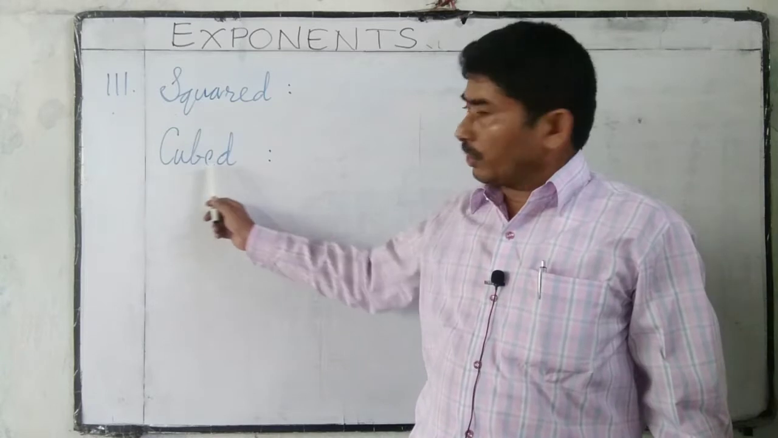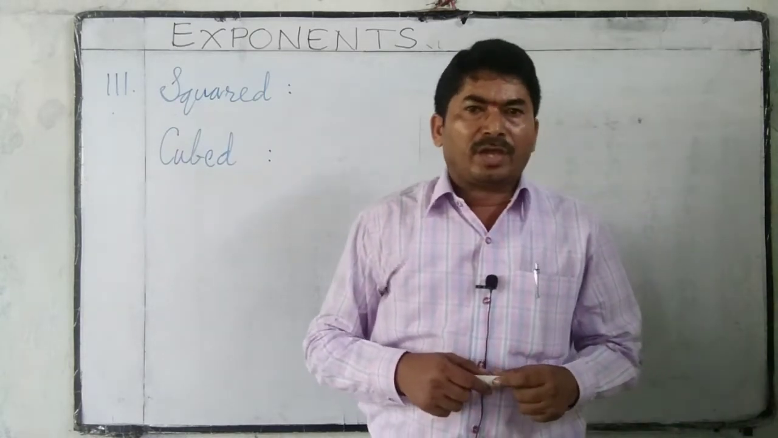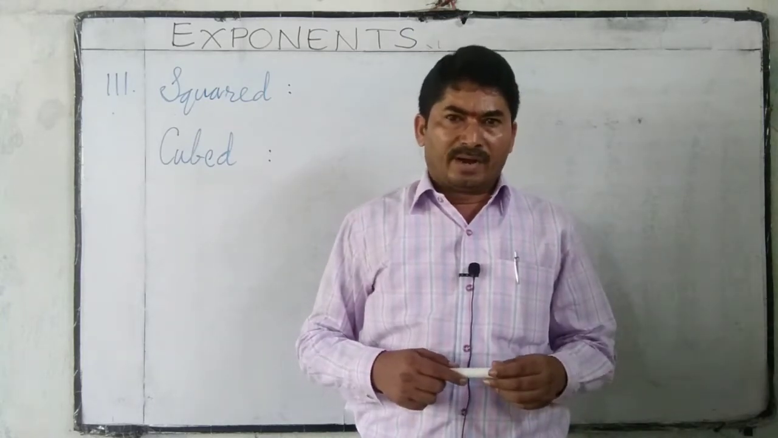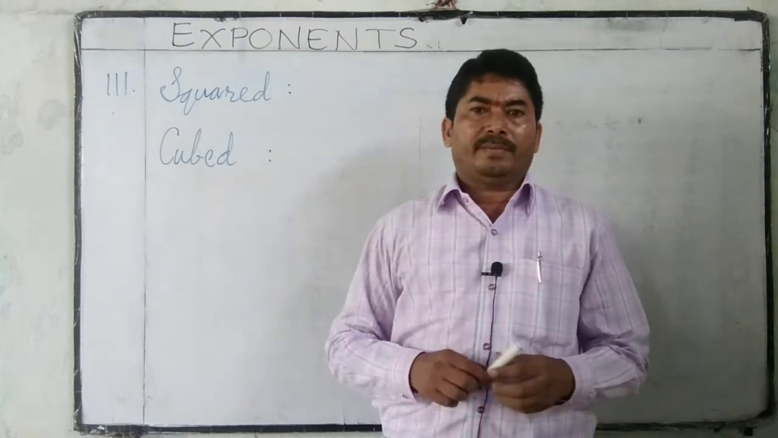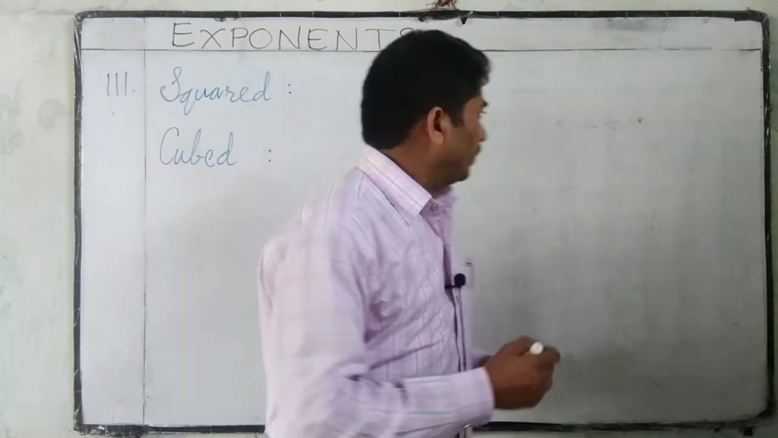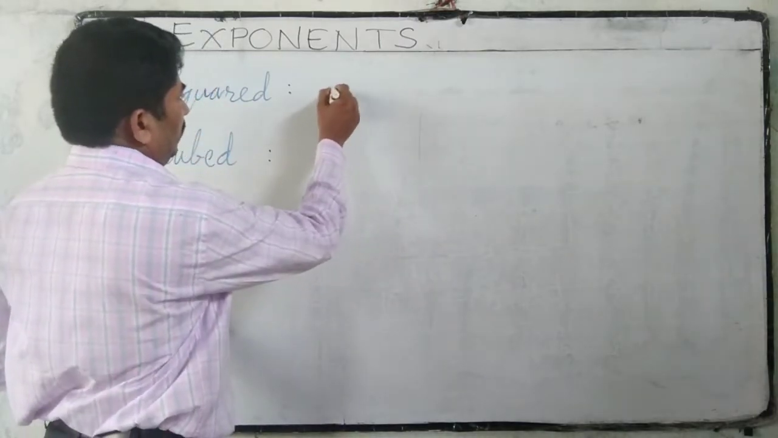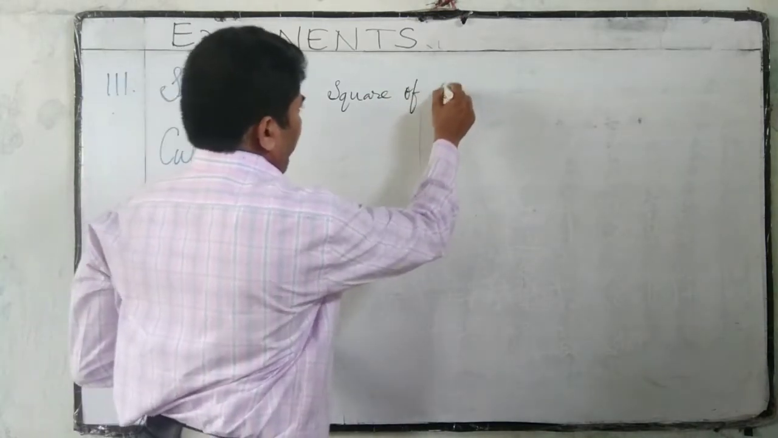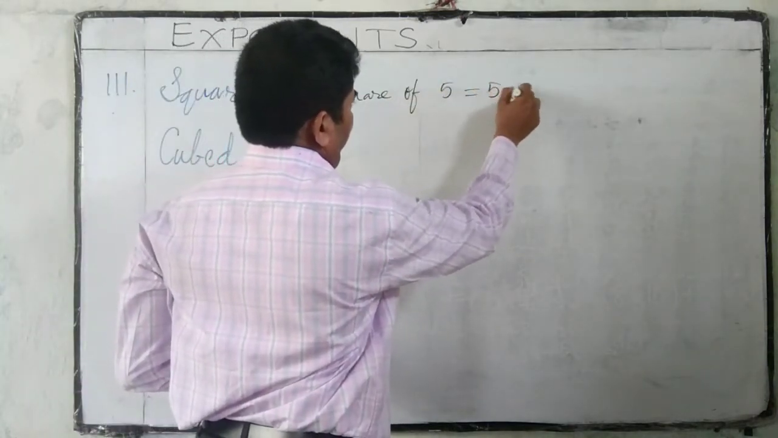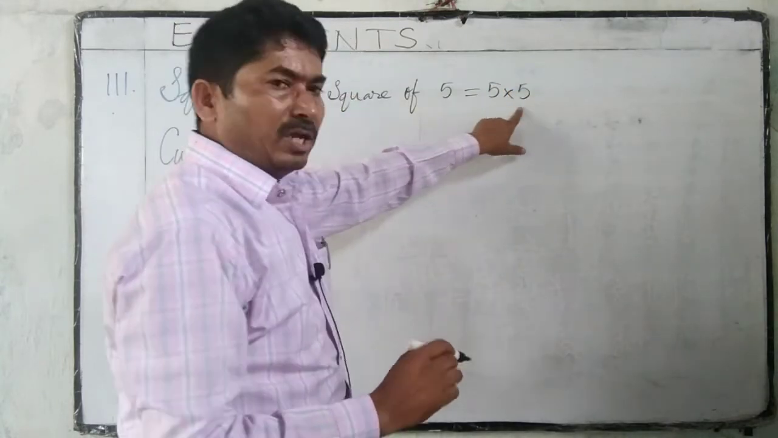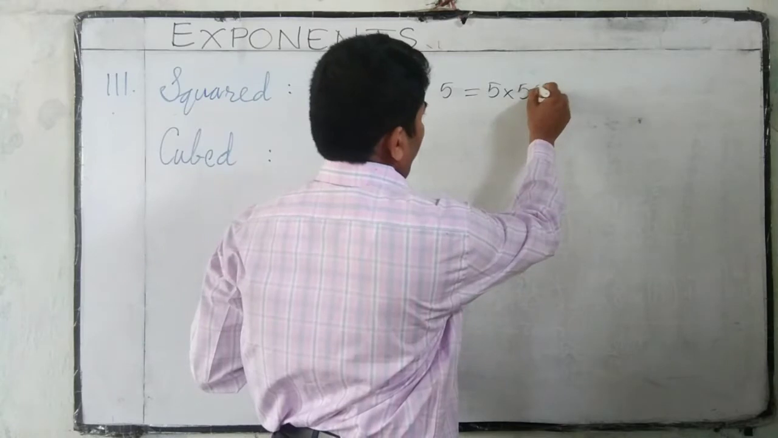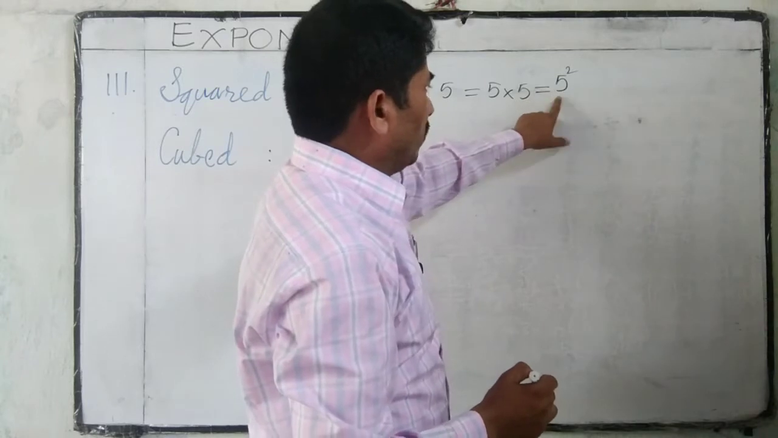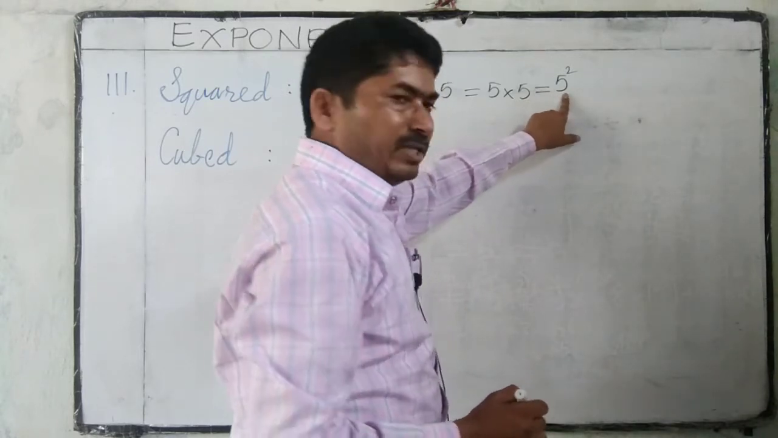Squared and cubed. What is a square? If a number is multiplied by itself, then the product is called square of that number. Let us observe one example. Square of 5. 5 fives are, we have to multiply itself twice. 5 fives are 25. 25 we can write as 5 squared.